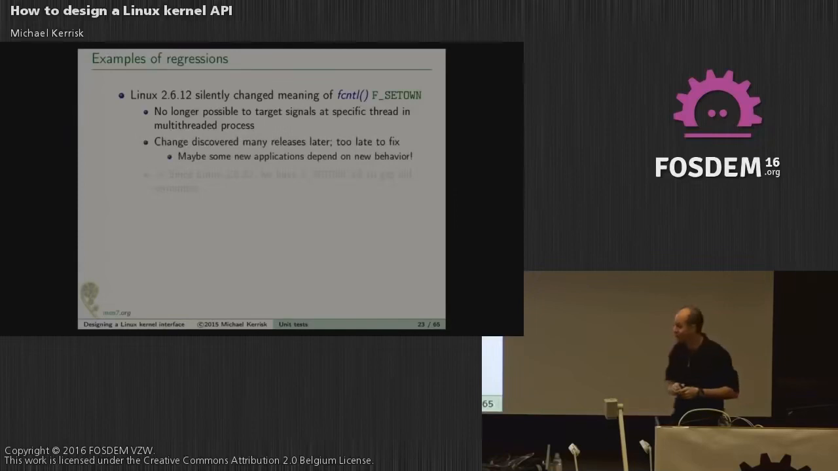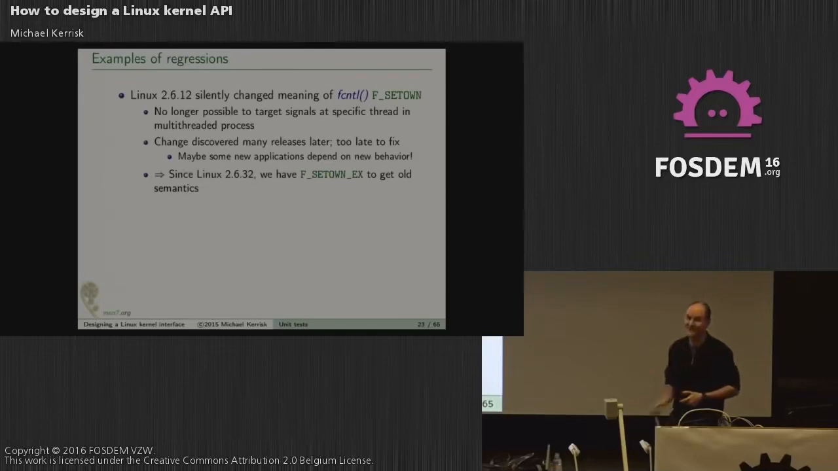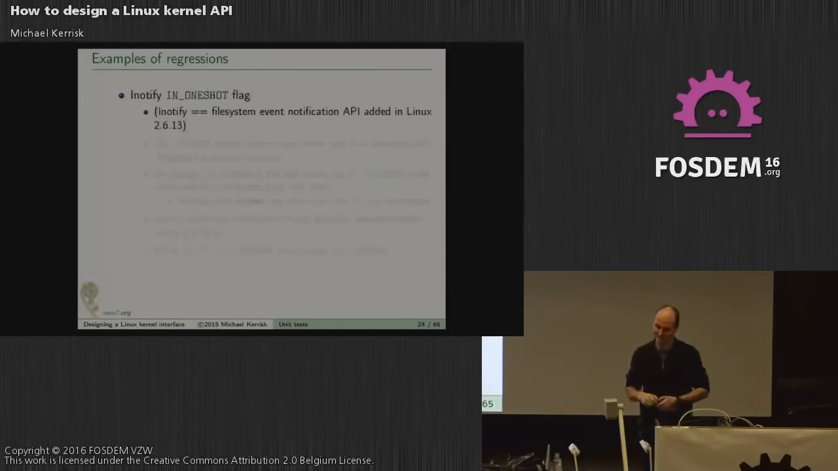Now, no one noticed that for quite a while, and when someone did eventually squawk about it and say, this actually broke my application, this was already several kernel releases later, like 20. And then we've got 20 kernel releases with the new behavior. Do we revert to the old behavior? Well, maybe there are new applications that depend on the new behavior that are going to get broken by the change. So then we had to invent another fcntl operation that gave us the old behavior.